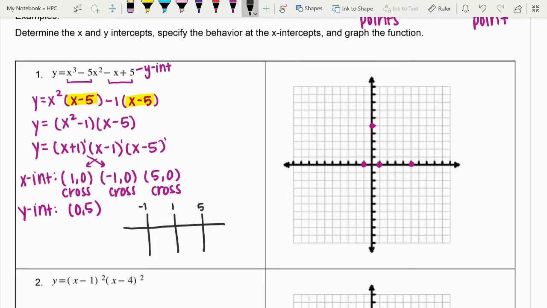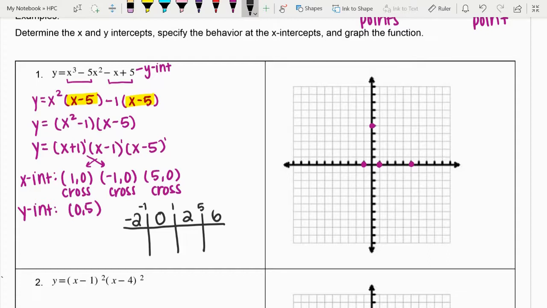So I need to test some values that are going to be less than negative 1. So I'm going to pick negative 2. Then in between negative 1 and 1, so I'm going to pick 0. In between 1 and 5, I'm going to pick 2. And then greater than 5, so I'm going to pick 6. Okay, so what we're going to do is take those values that I chose and substitute them into our original equation. So y equals x cubed minus 5x squared minus x plus 5. So you should take out your calculator, and let's go ahead and test these values.